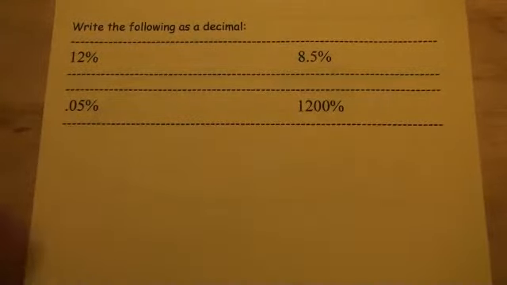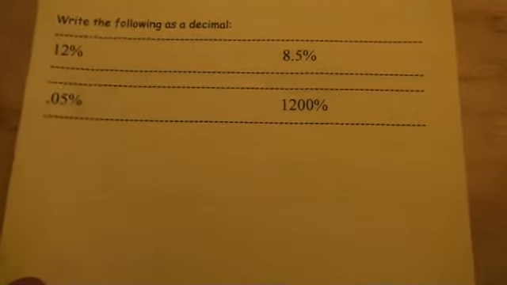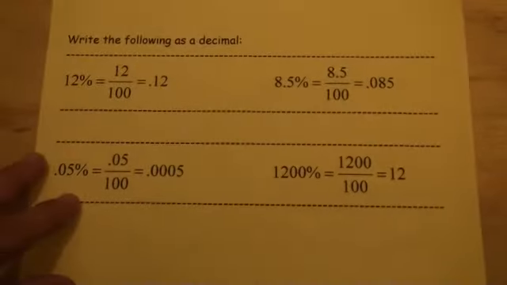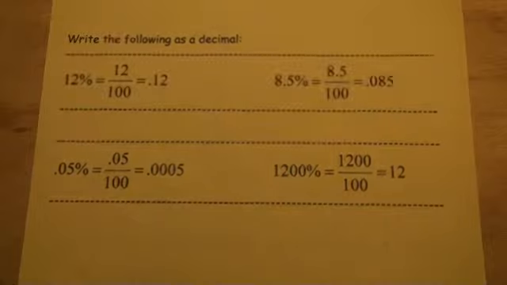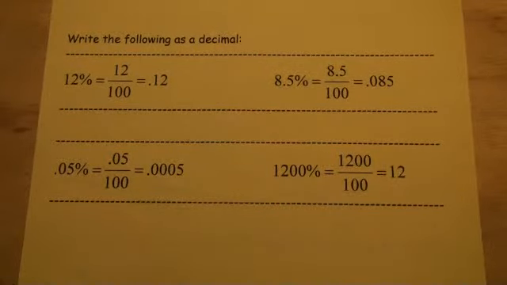Write the following as a decimal. So now we're going to take the percents and rewrite them back as a decimal. So we have 12%, 8.5%, 5/100ths of a percent, and 1200%. So here we are. And 12% means what? 12 out of 100. And what does 12 out of 100 mean? It means 12/100ths. So therefore there's a 2 in the second position after the decimal. So 12 over 100 equals 12/100ths.